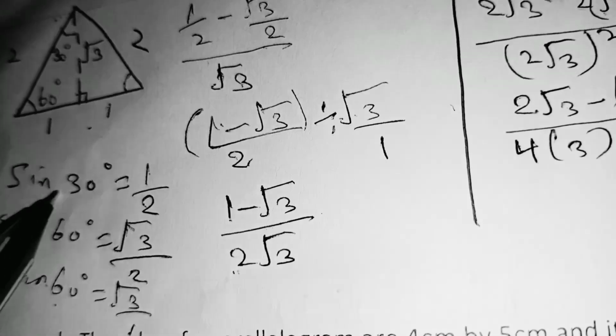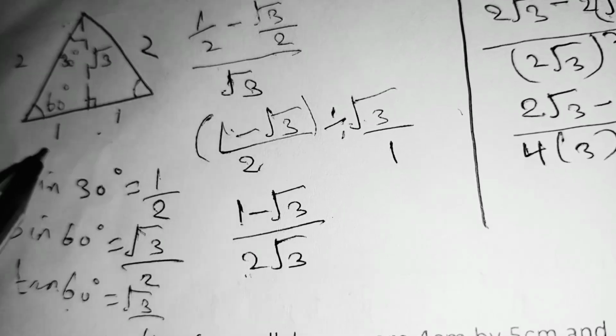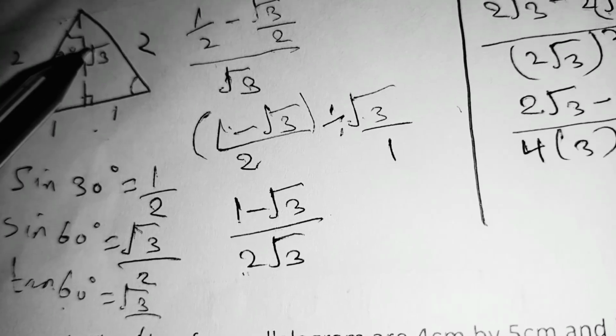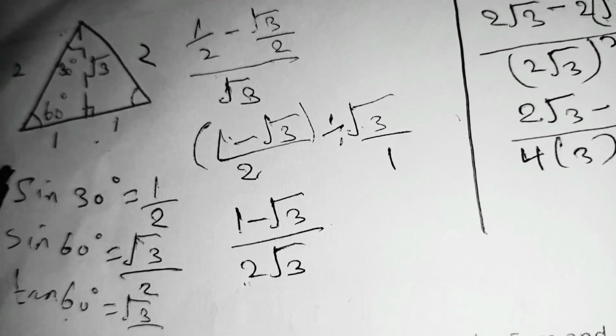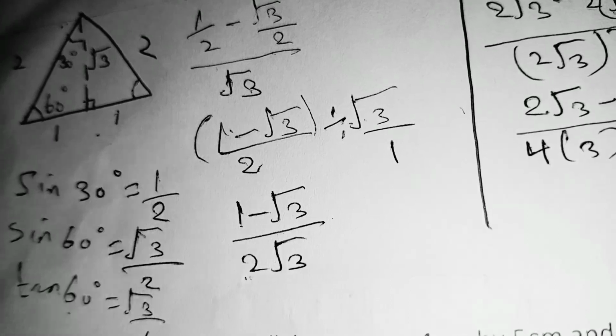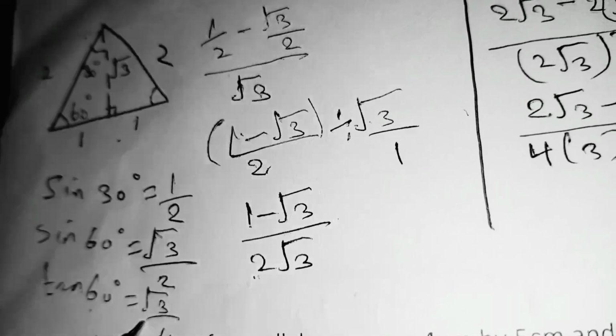Then you write sine theta as the opposite, which is 1, over hypotenuse, which is 2. And the sine of the other angle is the opposite, root 3, divided by the hypotenuse, which is 2. Then tan of the other angle is opposite, which is root 3, over adjacent, which is 1.